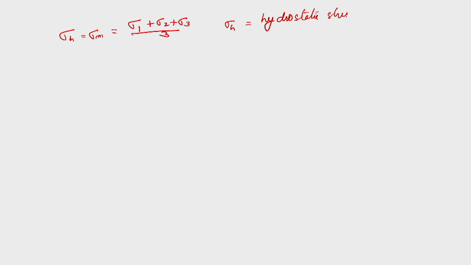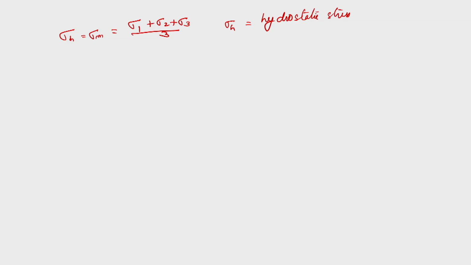Hydrostatic stress means it is of equal magnitude, acting in all directions. It is as if you have kept something inside water and the fluid pressure is there. Along all the directions it will be equal, similar to a pressure, but here it is what is induced inside. So, that is the stress at any point, and the principal stress state can be written as a combination of the hydrostatic and deviatoric stress.